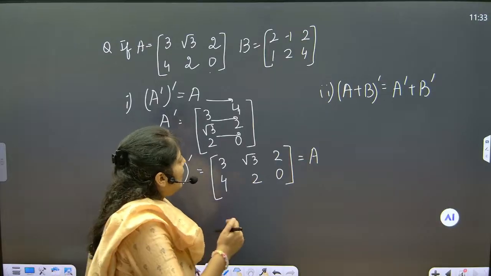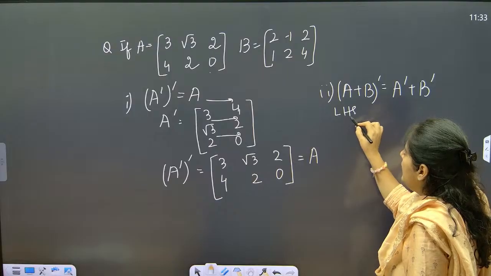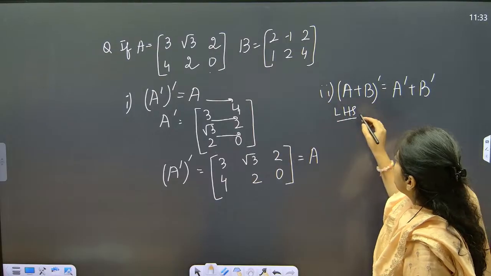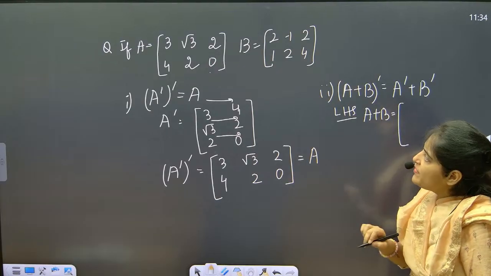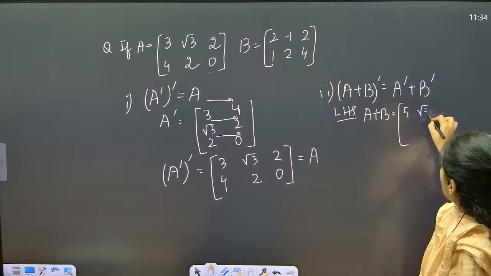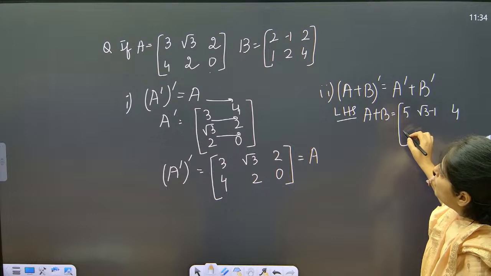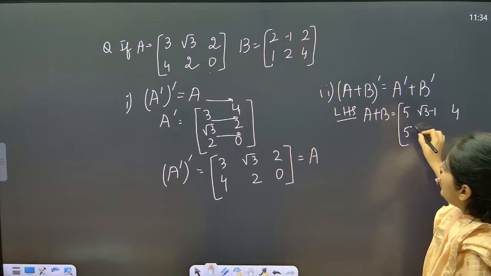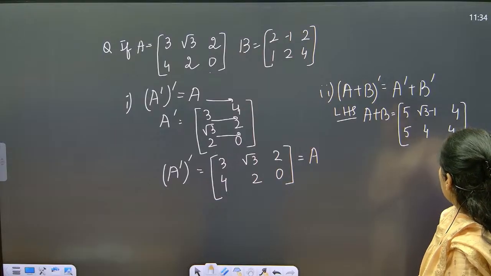Okay. So (A + B) transpose. First I'm finding the LHS, A plus B. A plus B is, add the two matrices. 3 plus 2 is 5. Root 3 minus 1. 2 minus 2 plus 2 is 4. 4 plus 1 is 5. 2 plus 2 is 4. 0 plus 4 is 4.